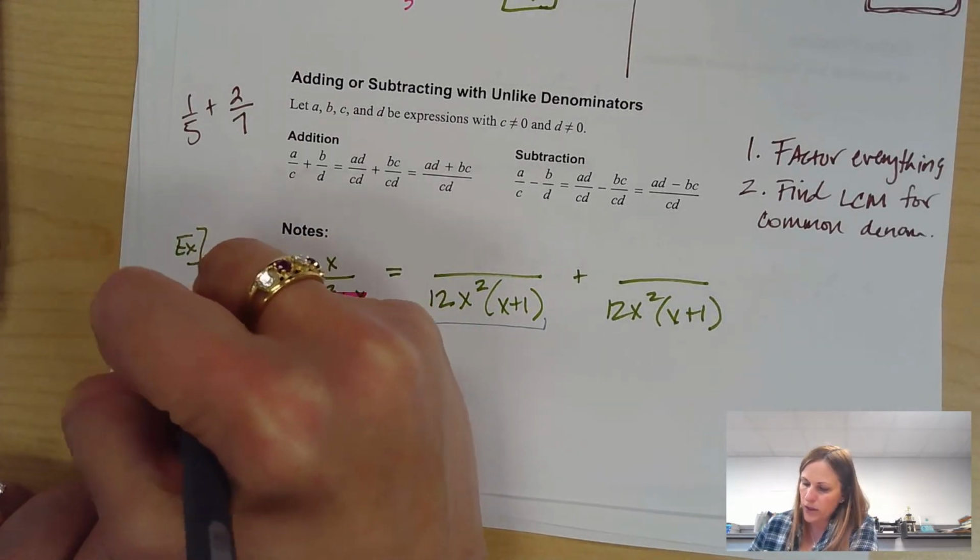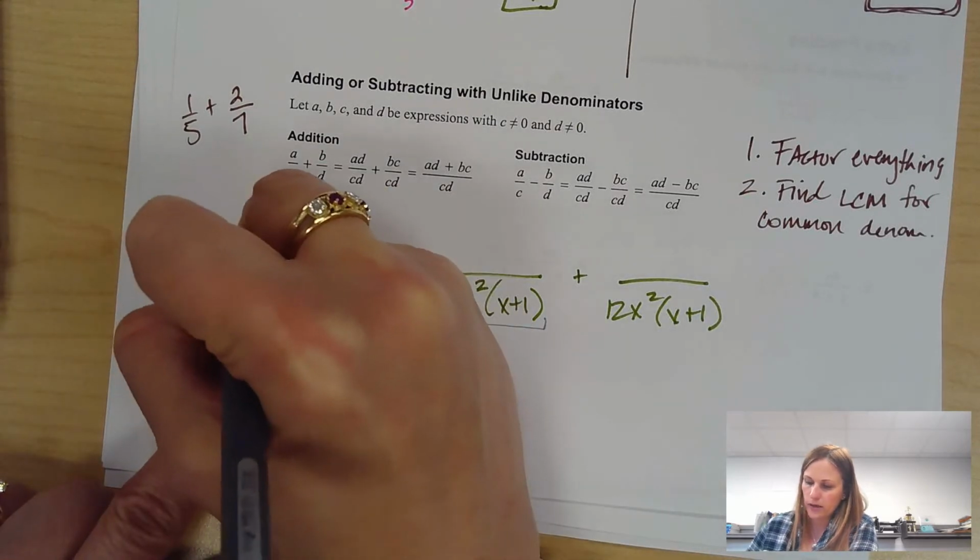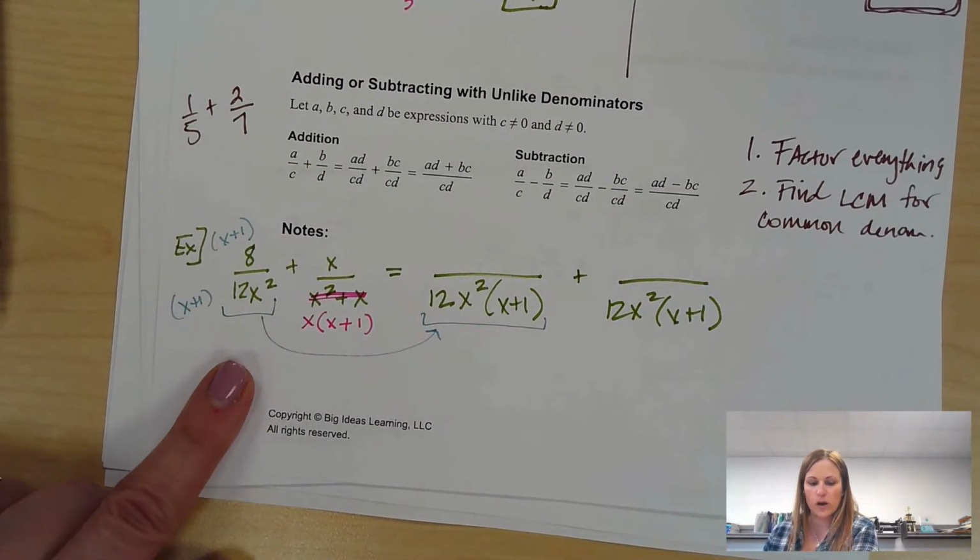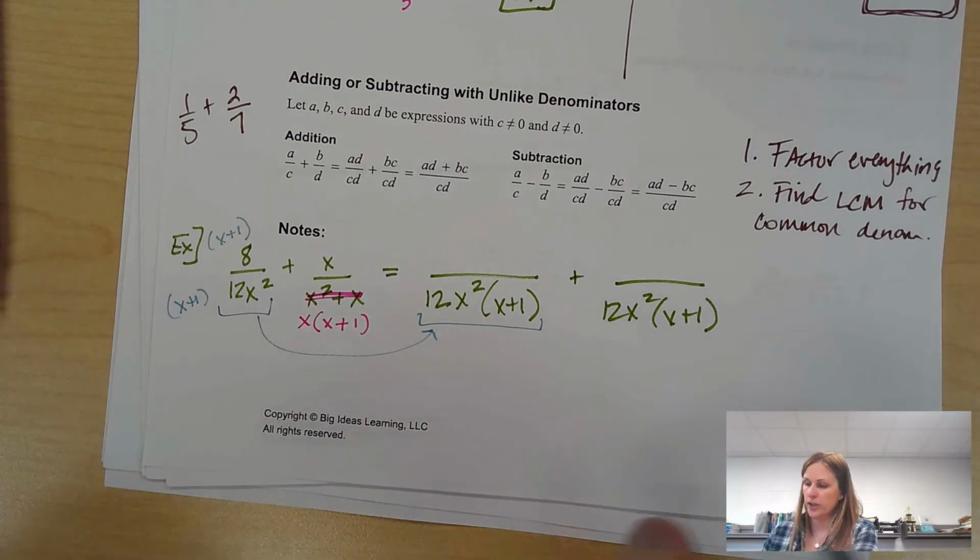So if I multiply the denominator by x plus 1, guess what? You're going to multiply the numerator by x plus 1 because we're scaling up this fraction. So the new numerator is 8 times (x plus 1).